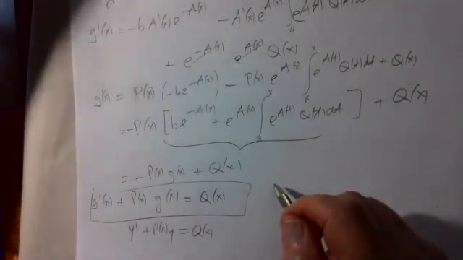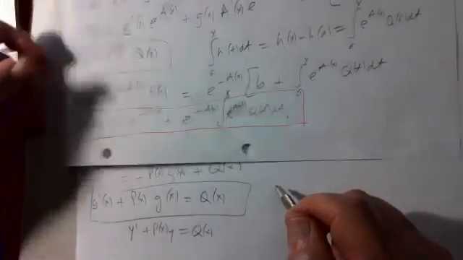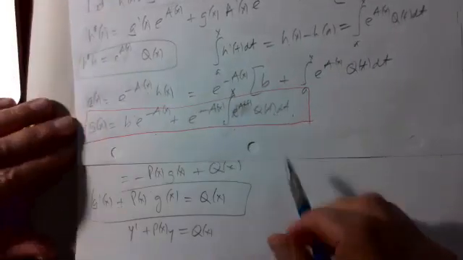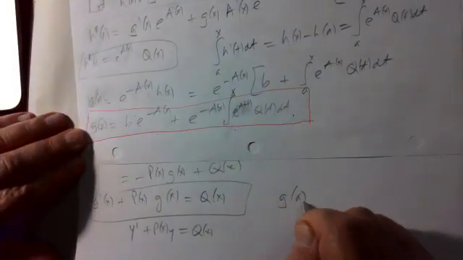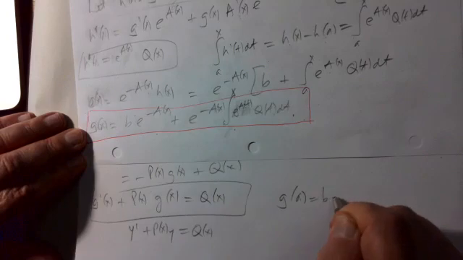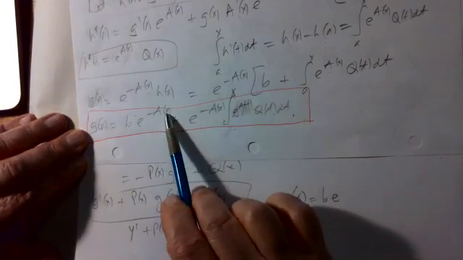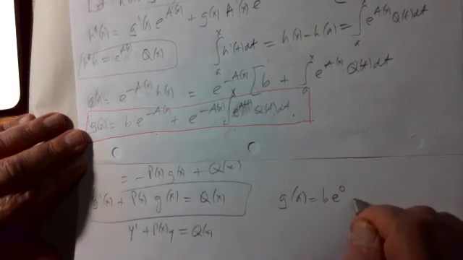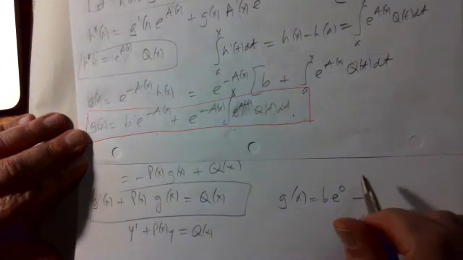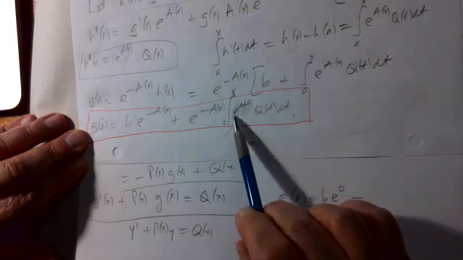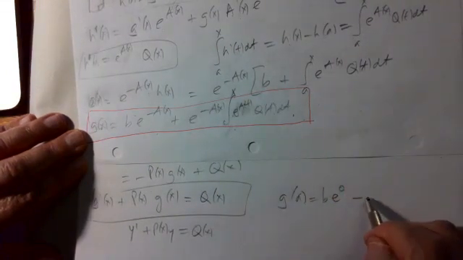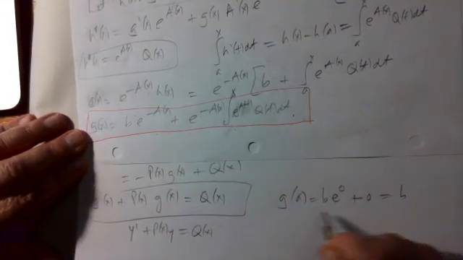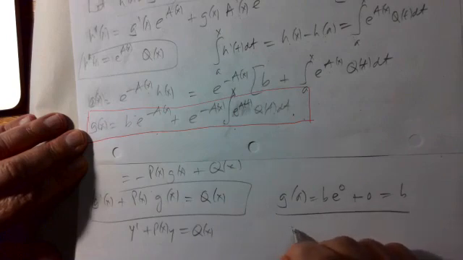And if in my expression for g of x, here it is, what is g of a? G of a is b, e to this, when I let x equal a, I get e to the 0, which is 1, minus, when x is a, this is 0. Sorry, plus 0, which is b. So this is my initial condition.